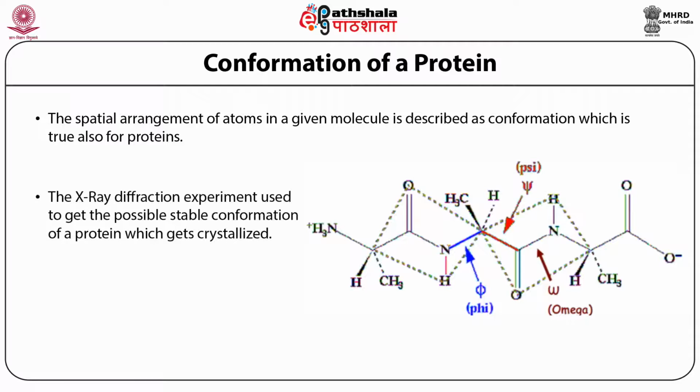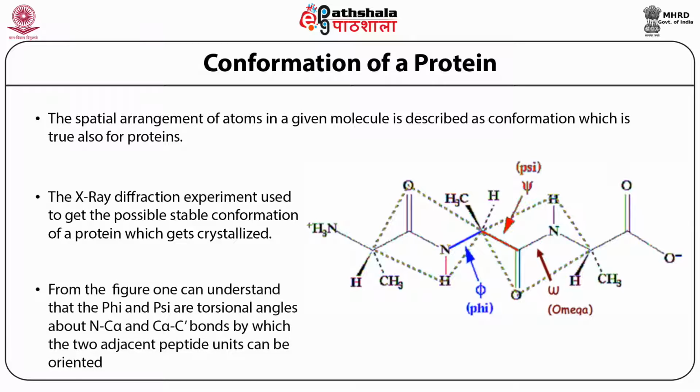The X-ray diffraction experiment is used to get the possible stable conformation of a protein which gets crystallized, because protein is a dynamic molecule. So a protein can always undergo movements. In the crystal structure, we arrest it in one of the conformations. That's what we detect as the crystal structure.